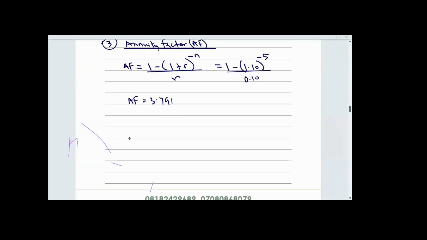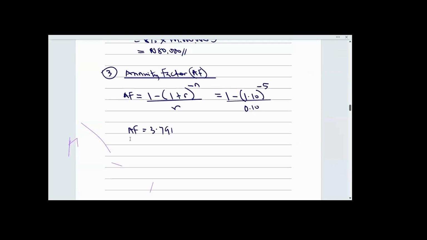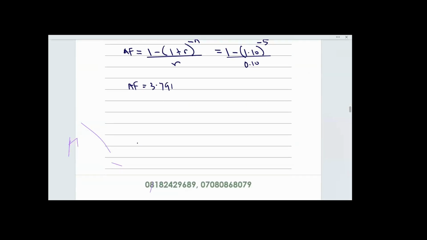Okay, this is at 5%. Sorry, the annuity factor at 5%. So this will be equal to 1 minus 1.05 raised to power minus 5, all divided by 0.05. Give it to me. What do you have there?